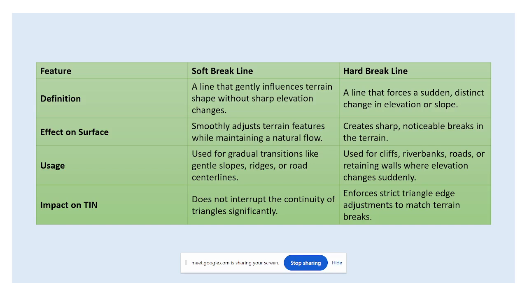Cliffs are where a sudden slope is coming, no? So in cliffs, river banks, roads or retaining walls, where elevation changes suddenly. Okay. The impact on TIN is that the soft break line does not interrupt the continuity of triangles, but the hard break line enforces strict triangle edge adjustments to match the terrain breaks.